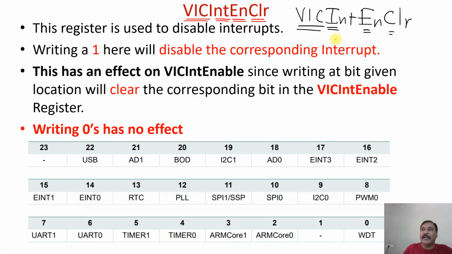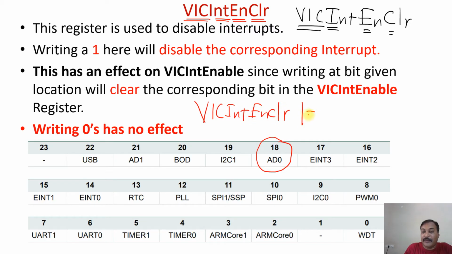So how do I disable an interrupt? Similar to how you enable it, you write a value of 1 in the exact place in which you want to disable it. Say, for example, I want to disable the ADC interrupt. So how do I disable it? VICIntEnClr equals hexadecimal 01, left shifted by 18 times. If I do that, the 18th bit of the enable clear SFR will become 1.